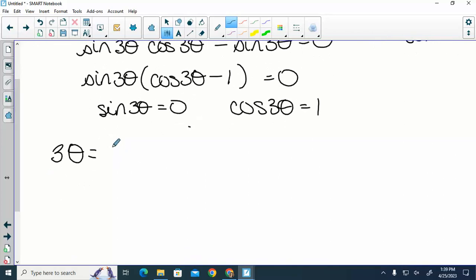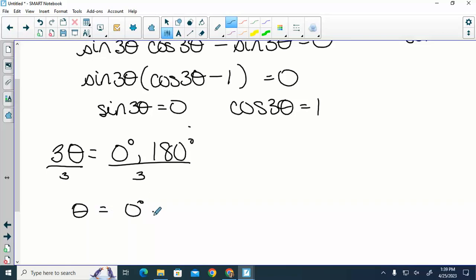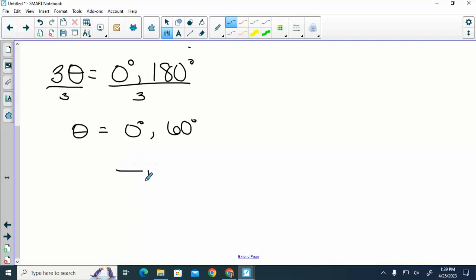When is y 0? At 0 and 180. When is cosine 1? So when is the x 1? 0. And we already have it, so we don't have to write it again. Okay, so then to get theta, we have to divide each of those by 3. So we get 0 degrees, 60 degrees. We said triple solutions. We have 2, so if you triple that, we need 6.